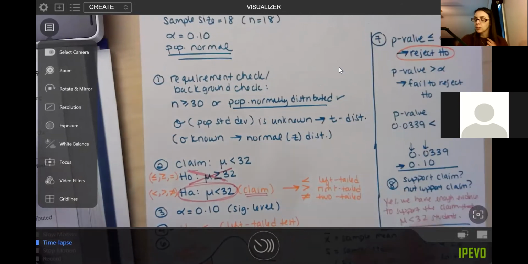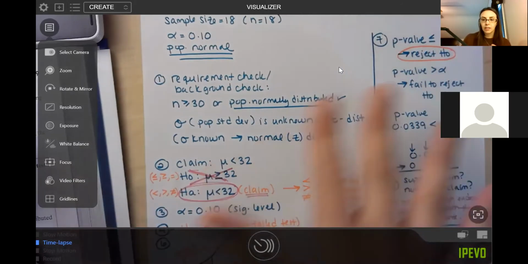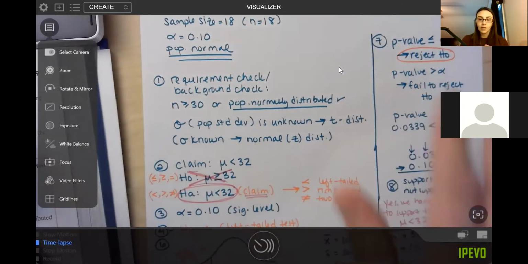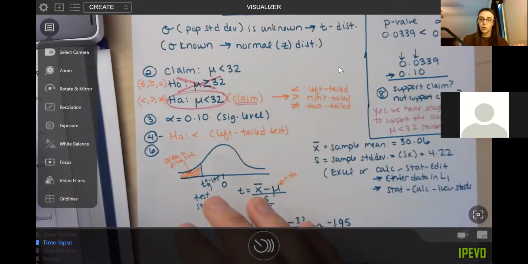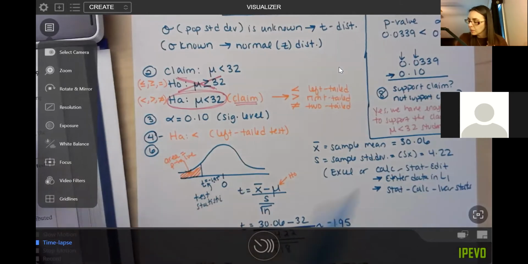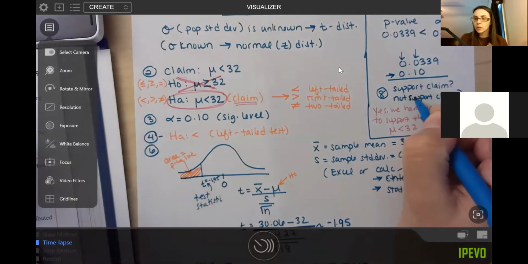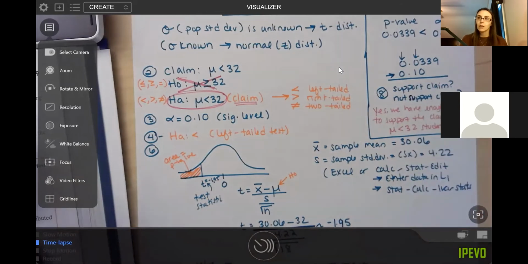So are you rejecting the null? Are you not rejecting the null? And then what does that mean for your claim? So either you're going to support the claim or you are not going to support the claim. It's going to be one or the other. We never prove anything, so that's why we use the wording of support the claim or fail to support the claim or don't support the claim. So I'm not proving the claim, but at this point our evidence supports it.